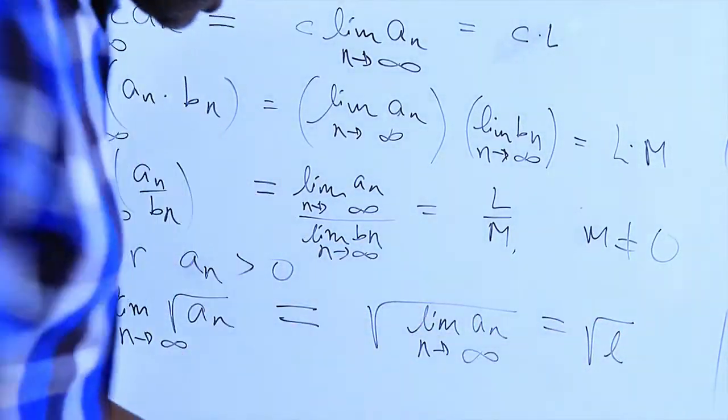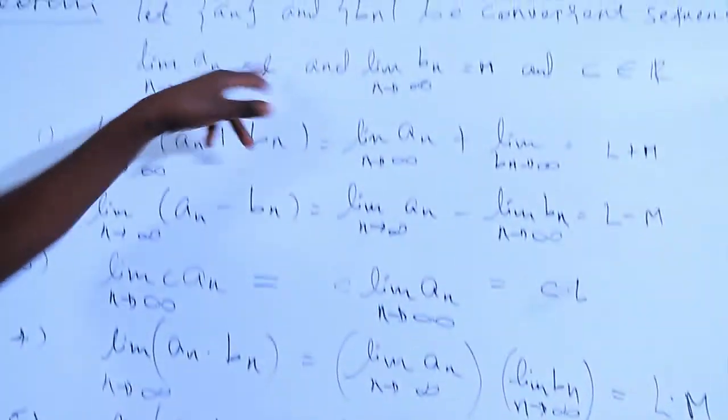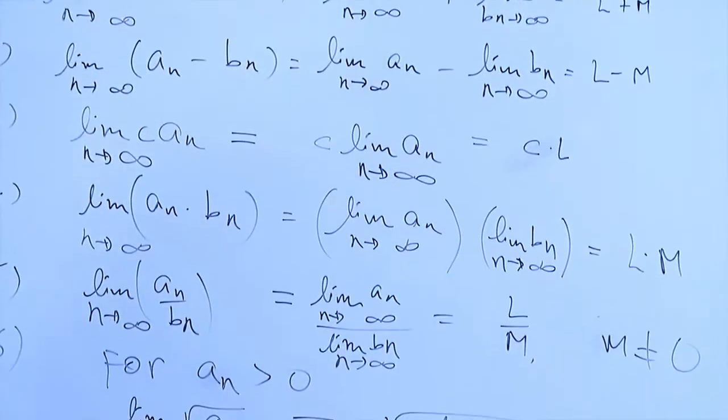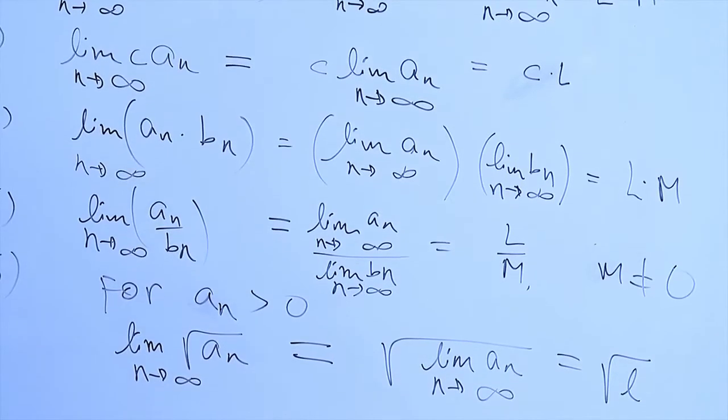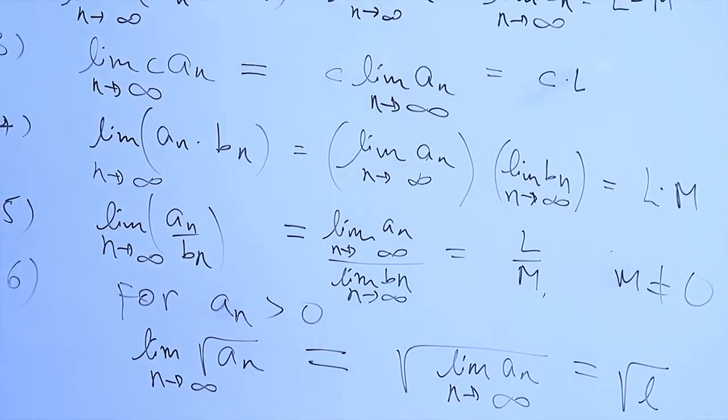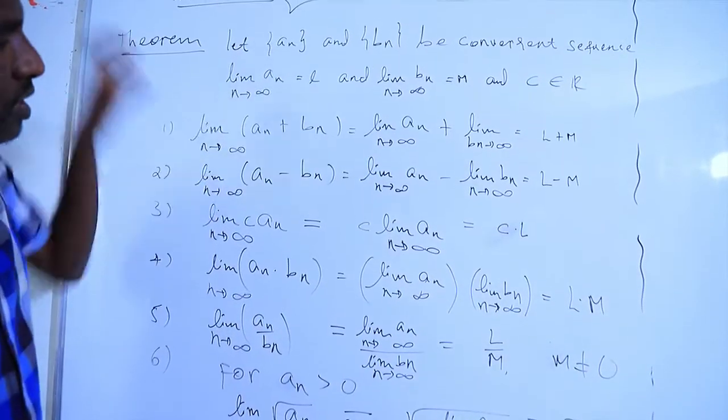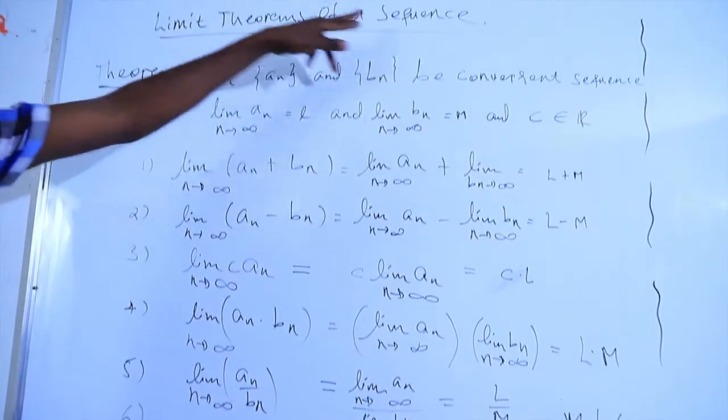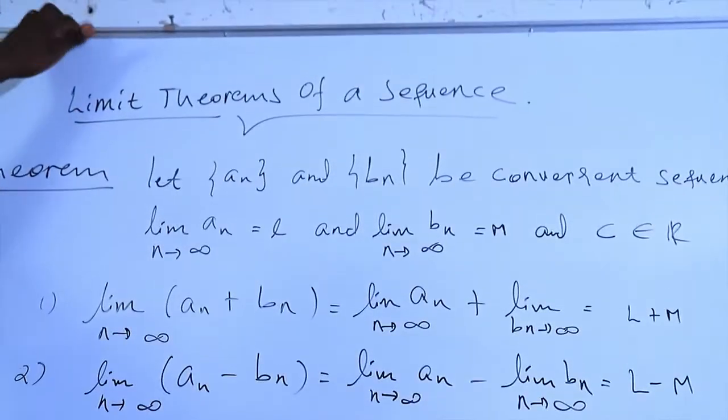The result, because this value equals simply n, is exactly equal to radical L. All these are what we call some properties or theorems of sequences on the limit, or we can say limit theorems on sequences.